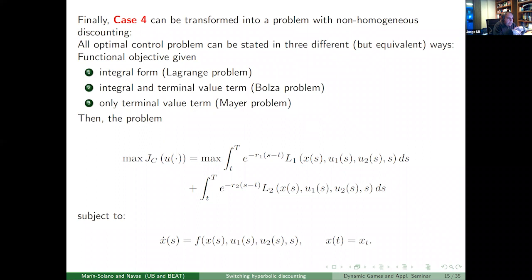Here, just let me remind you that any dynamic optimization problem can be written in several ways: with only an integral form, which is what we call the Lagrange problem; we can combine an integral form plus a final function, which we call the Bolza problem; or we can work with only a final function, which we call the Mayer problem. And we can transform a problem from one structure to another, so we can go from Lagrange to Bolza, from Bolza to Mayer, so there's no problem.